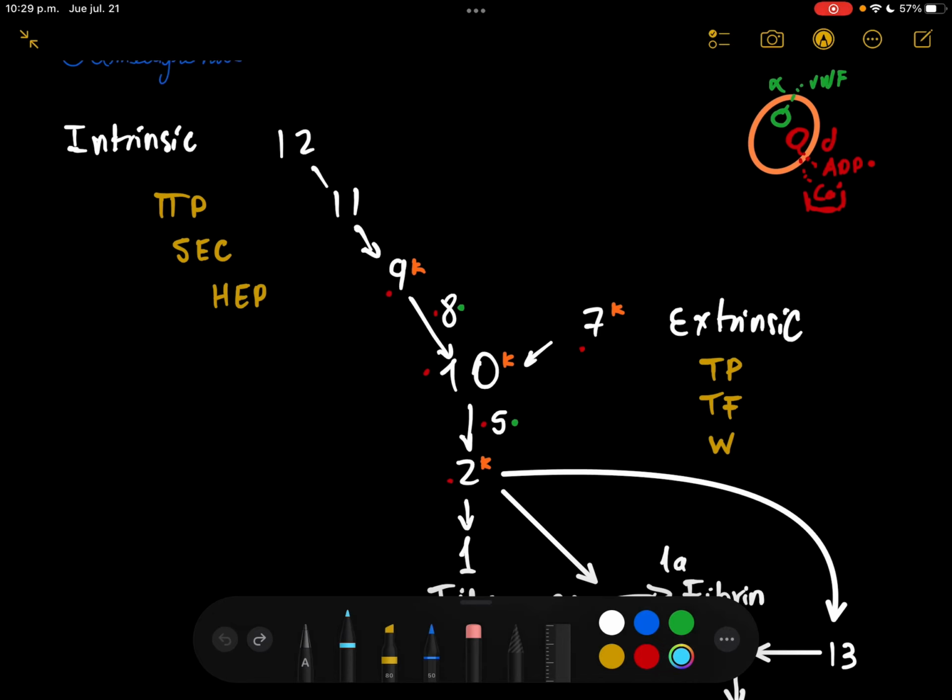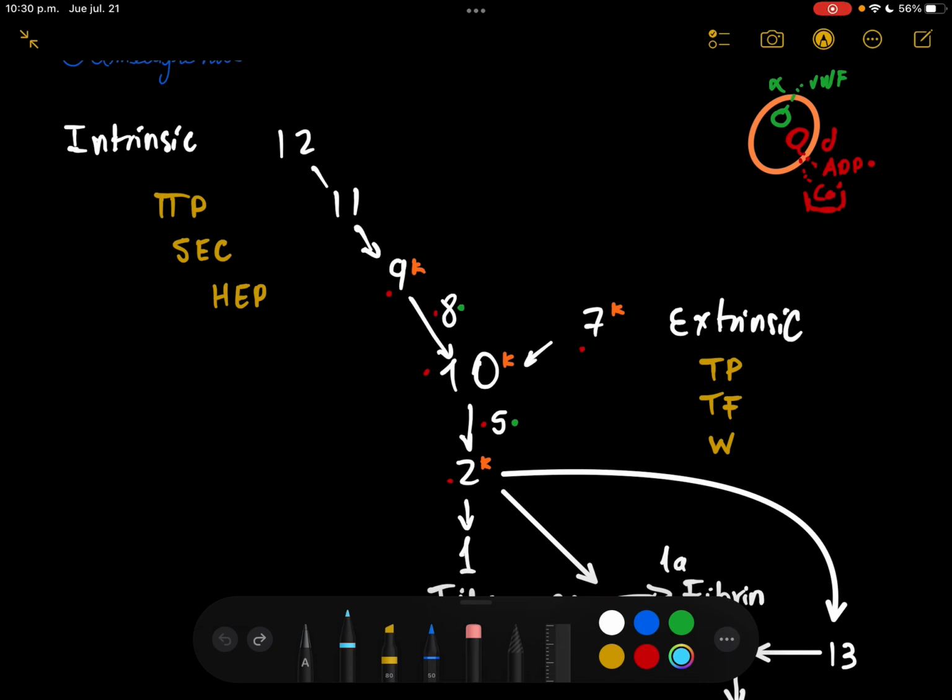Now I want to make a special mention that you have a lot of ways to inactivate the coagulation cascade, but only two ways to activate it, that is the intrinsic and the extrinsic pathway. So please always remember that. Now we're going to talk about some mechanisms that we have to stop or to control the coagulation cascade.